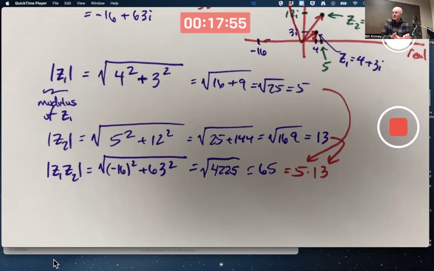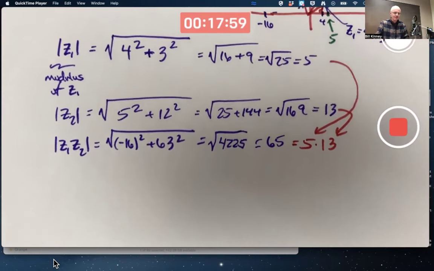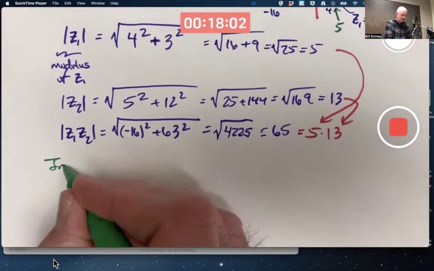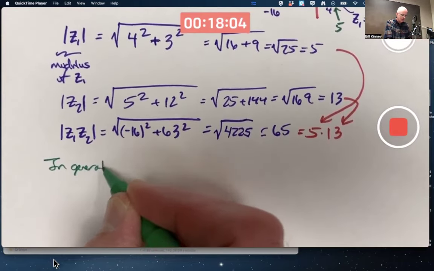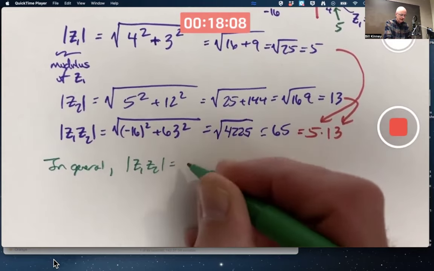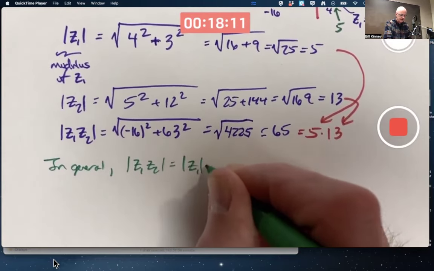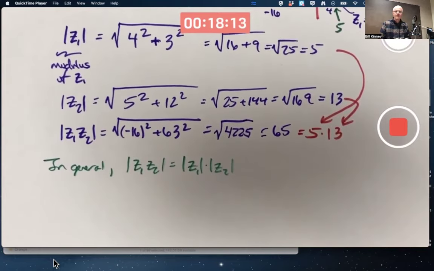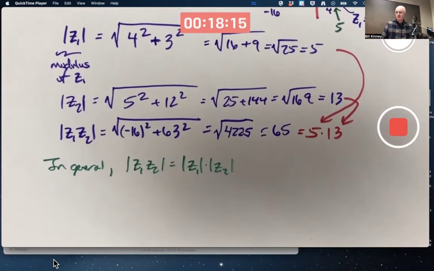Is it true in general? We're just verifying it for one example. But yes, it is true in general. In general, though it takes proof, the modulus of z1 times z2 is the product of the moduli of z1 and z2 individually. That is true in general. But is that all there is to say? That's in, like in the polar coordinates, the r coordinate. What about the angle, theta coordinate?